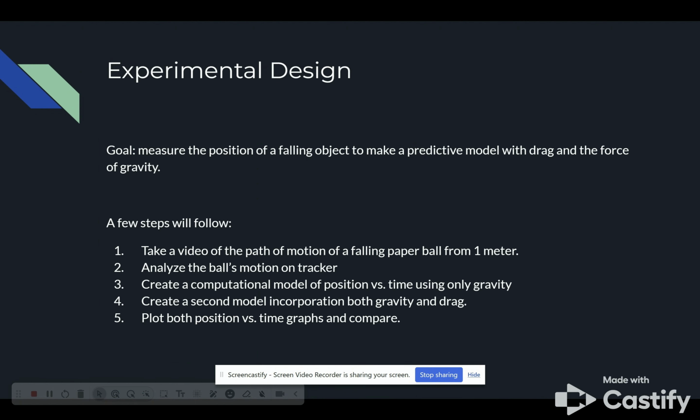Here we'll go over the basic experimental design. First of all, the goal. The goal of this lab is to measure the position of a falling object to make a predictive model with drag and the force of gravity. To do so, a few steps are laid out for this lab. First, we need to take a video of the path of motion of a falling paper ball from around 1 meter. Then using Tracker, we'll analyze the ball's motion. Using the data we collect, we'll create a computational model of position versus time using only gravity, and then a second model using both gravity and drag. Then we'll compare these graphs and see the kinds of effects that drag has on the motion of a falling object.